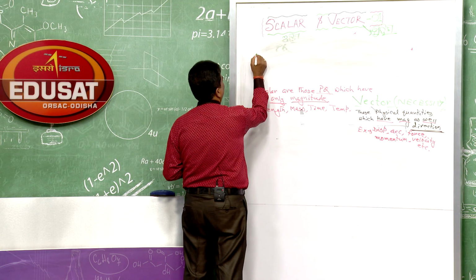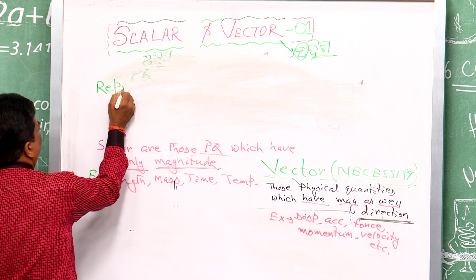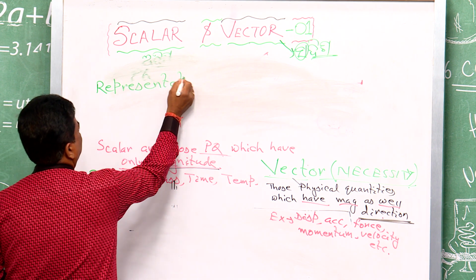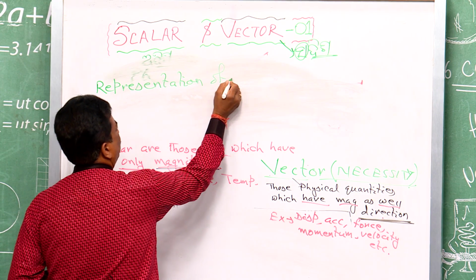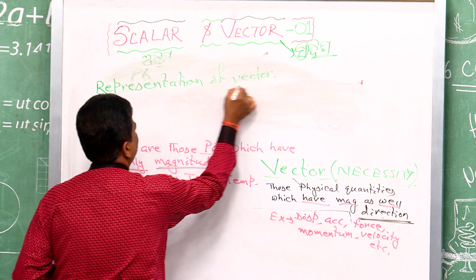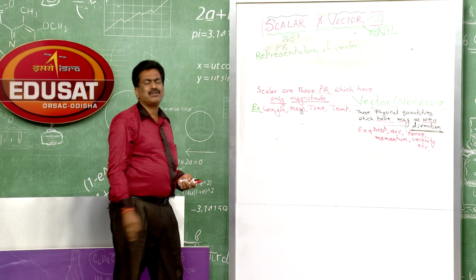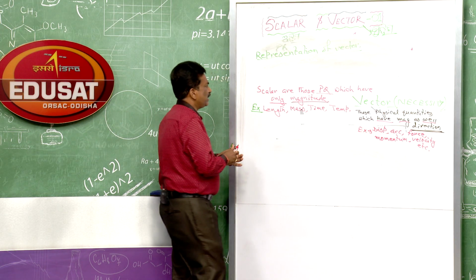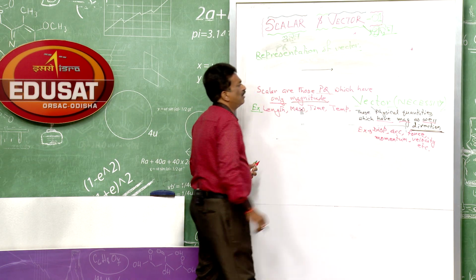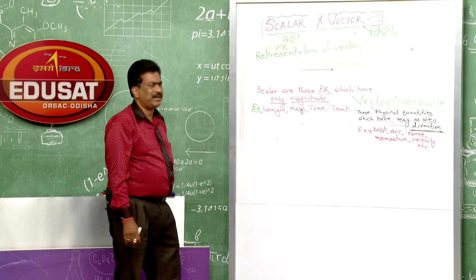Representation of a vector. So, what is a vector? It has magnitude and direction. Generally, a vector quantity has magnitude as well as direction.